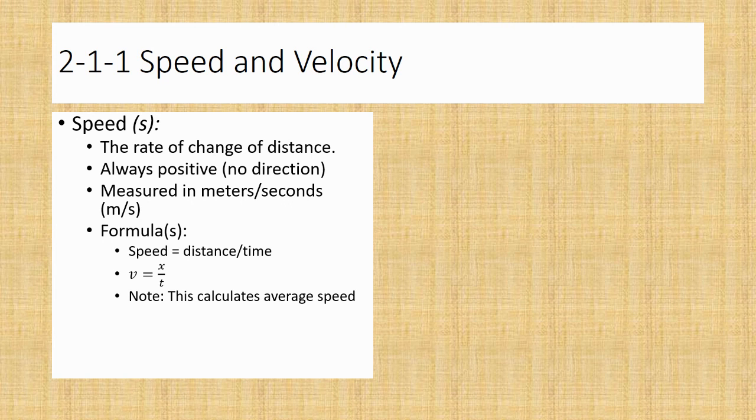Speed is measured in meters per second, and we will see in a moment that that comes from the formula of speed equaling the distance traveled divided by time. So v equals x over t, and this will calculate our average speed.